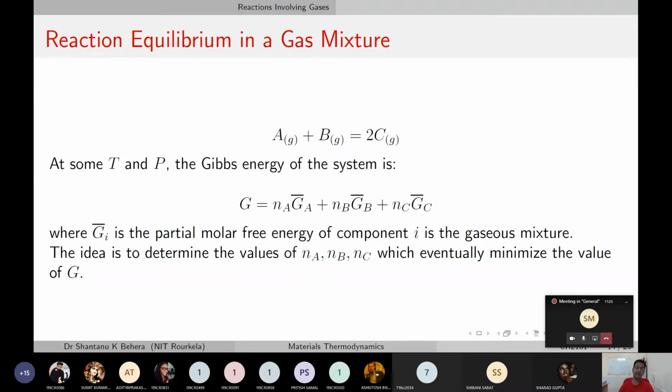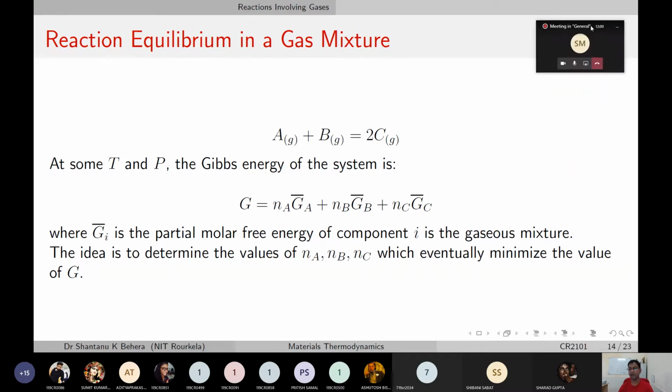Now, if you want to find the equilibrium, what you need to do is differentiate G with the change in Na. That's the change that's happening, because more and more gas A and gas B are reacting to form gas C. So the change of this free energy with a change in the composition Na, or any N for that matter, equated to 0 would give you the mathematical condition for finding a reaction equilibrium.